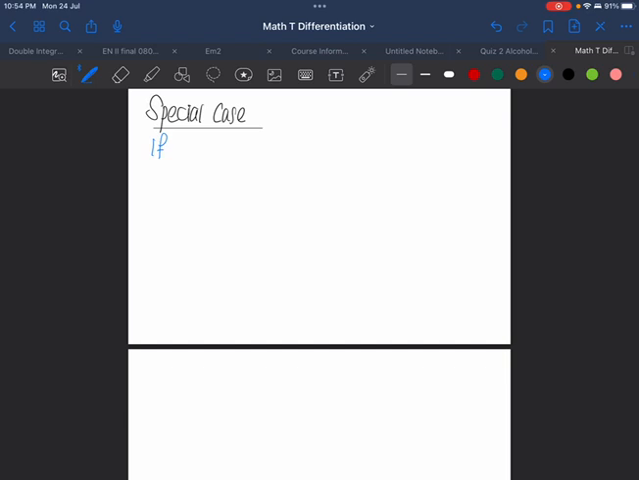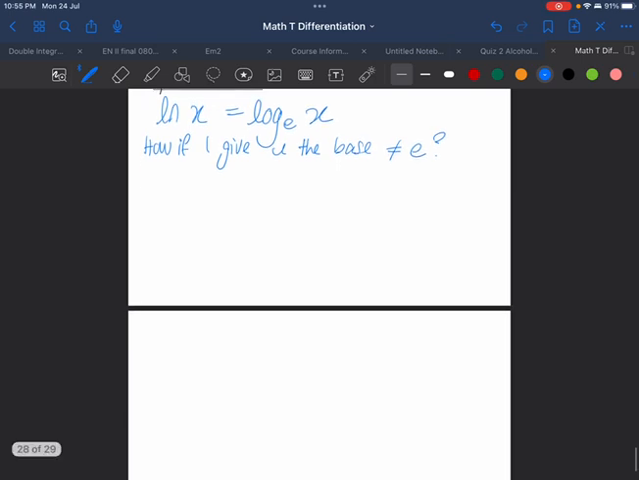Since we know ln x is equivalent to log base e of x, how if I give you a base that is not e? This is the tricky part in the exam that can come out.